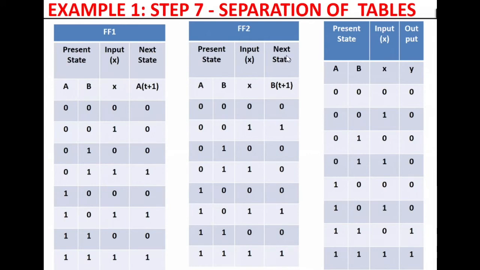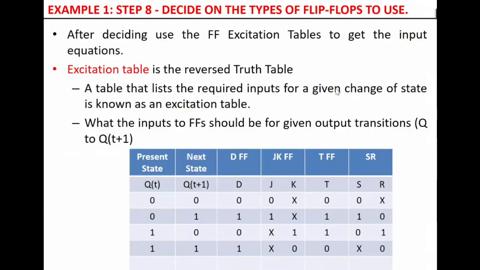In the next state, we have split that, and then we have also split the output. The output is a function of A, B, and X. Any question on how we arrived there? Any question? Okay. After splitting that, what do we do?